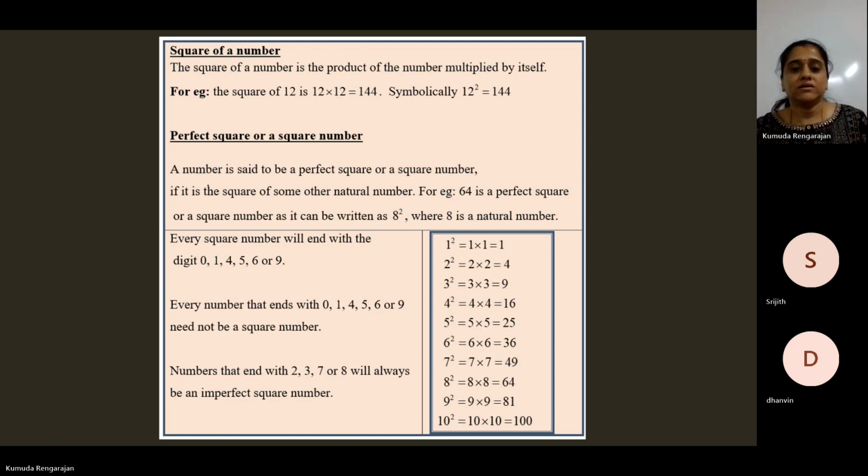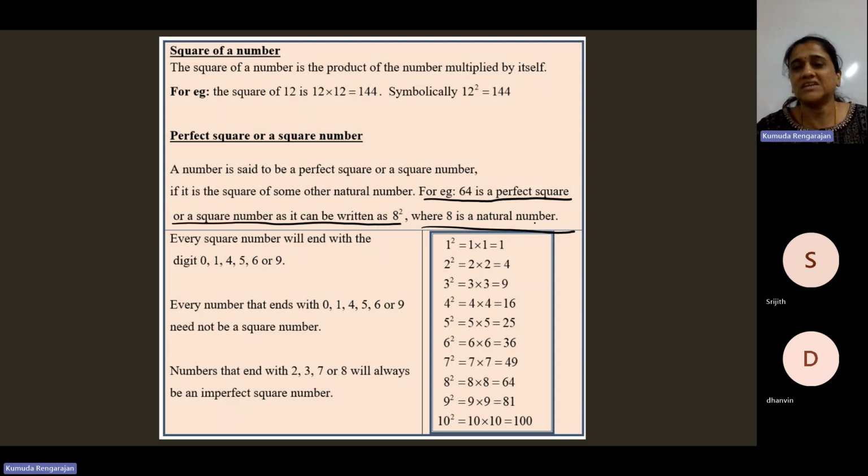Okay, so we were here. For example, 64 is a perfect square or a square number as it can be written as 8 squared, where 8 is a natural number. Understood so far?